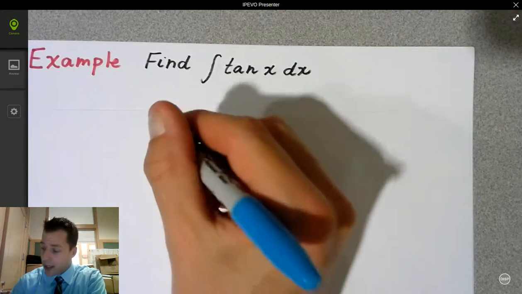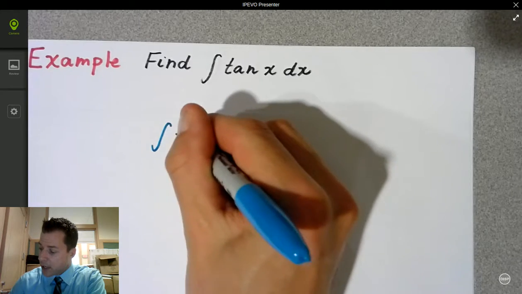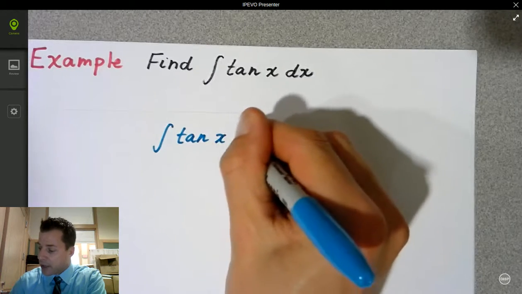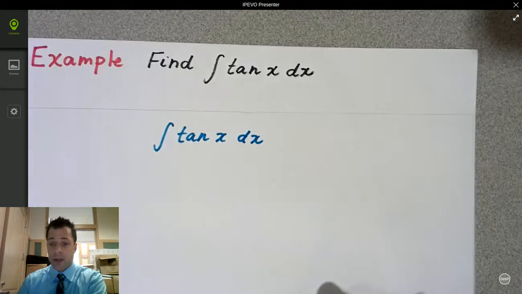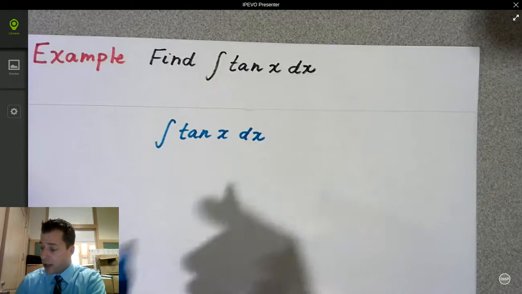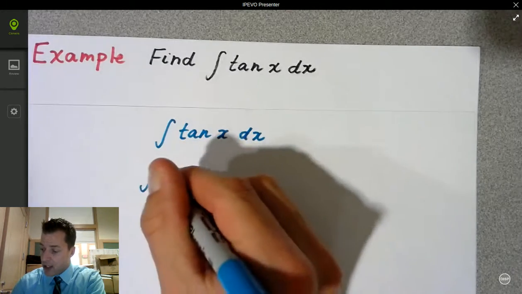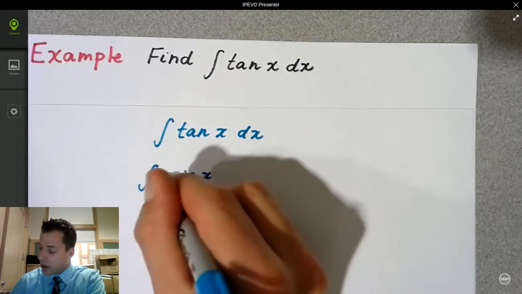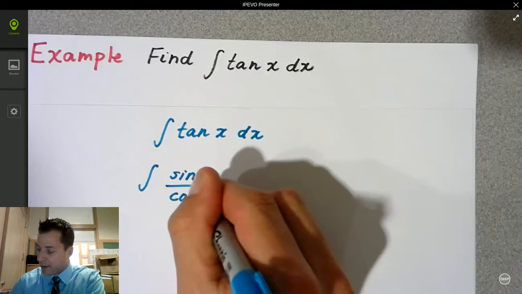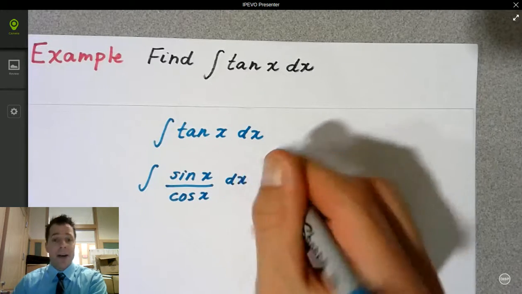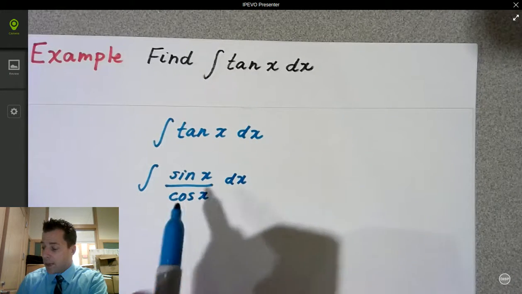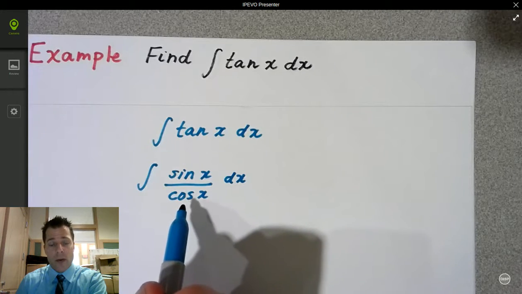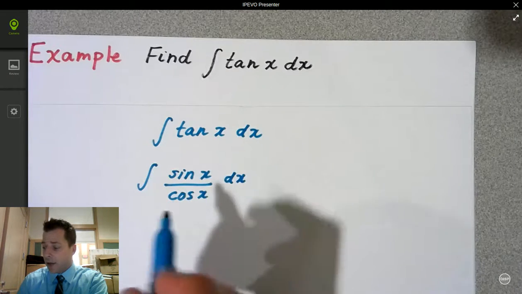I'm going to rewrite the integral, and what we're going to end up using is u-substitution. So you have to be able to do u-substitution before you do this video. We know that tangent is equal to sine of x over cosine of x. Just the basic definition. Now here's where you're going to see in the next couple problems why we waited and did these separately in a different video.